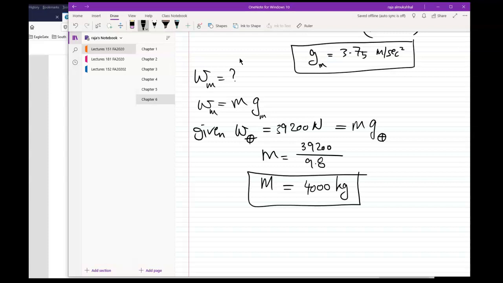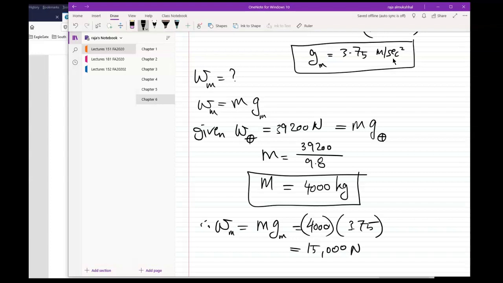And therefore, the weight of the same lander on Mars is mg Mars, so that'll be 4,000 times G for Mars, which is 3.75, right there, guys. And that will be equal to 3.75. Answer: 15,000 I got. And there we go. That's the weight of the lander on Mars.